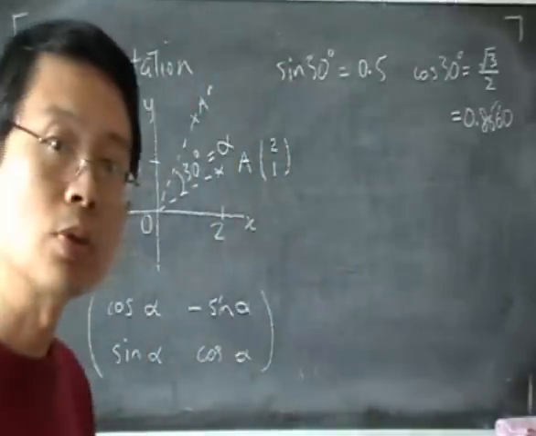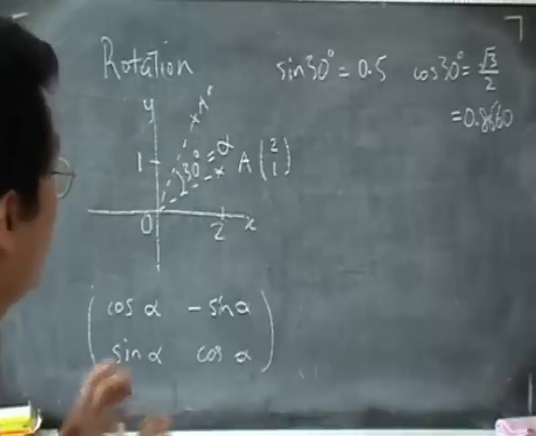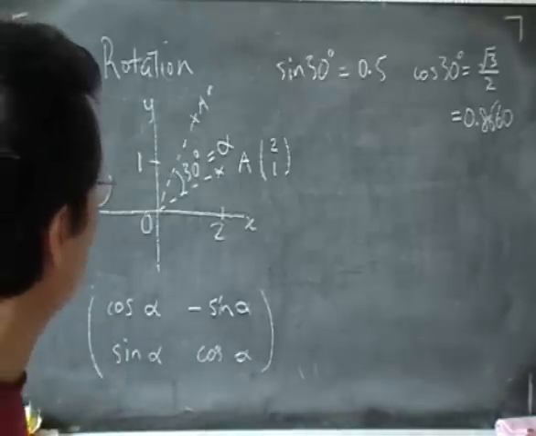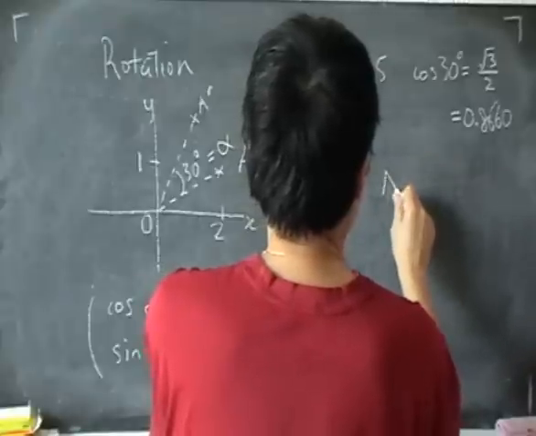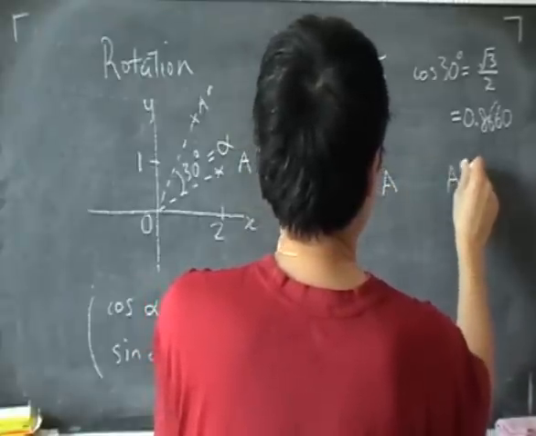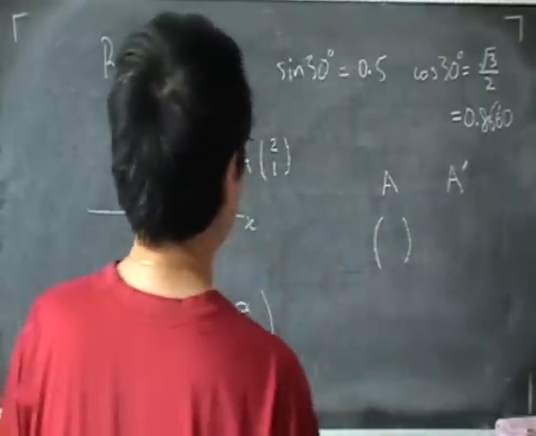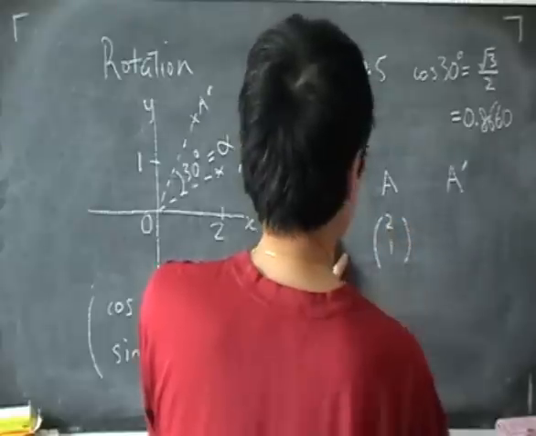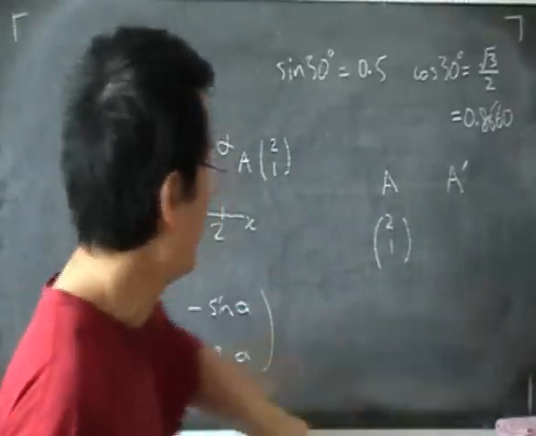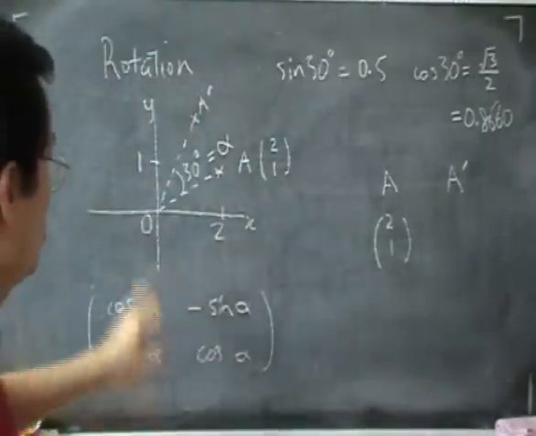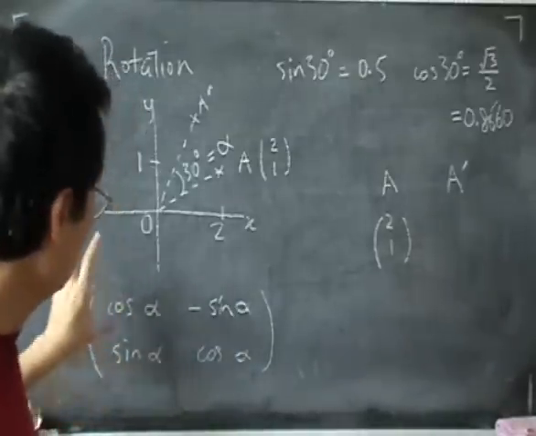That's the answer for cosine 30 degrees. So now that we have the values for this matrix, let me write it out. Now the purpose is that we are given the position of A. We want to find the position of its image, A prime, when we rotate by 30 degrees about the origin. And the idea is that we can find it using this matrix.